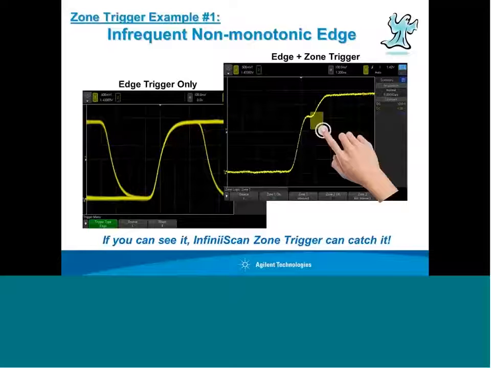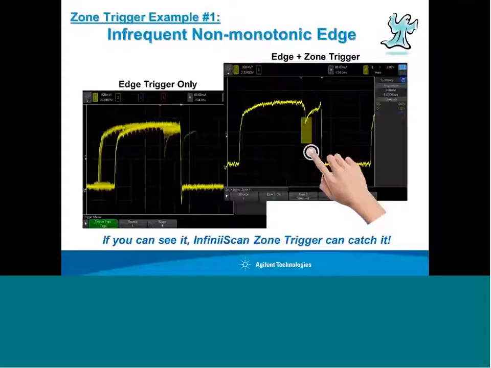With zone qualified trigger, all you need to do is draw a box on the scope screen using the scope's touch screen. It's a capacitive touch screen, or you could use a mouse, and you just draw a box only in the area of the problem signal, and the scope will lock in on it. So if you can see it, the scope's update rate shows you the trigger problem or the signal problem, zone trigger can catch it. Here we show the example of the metastable state.